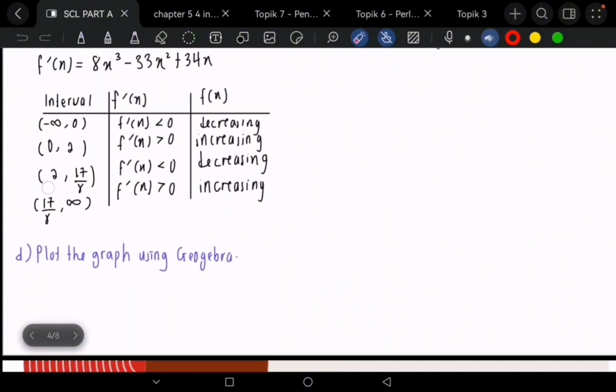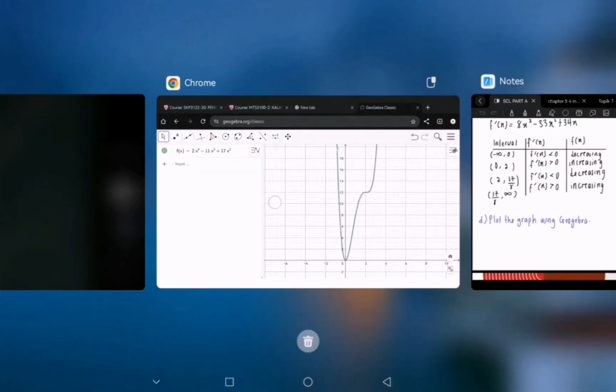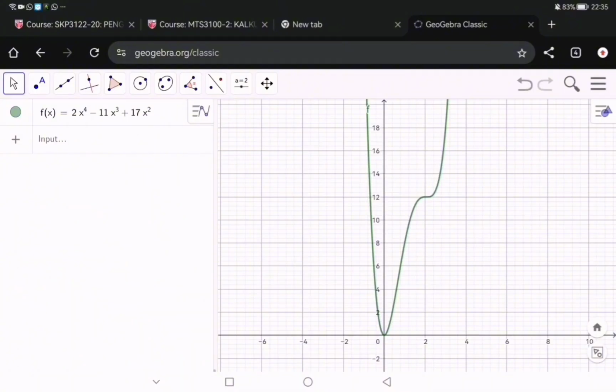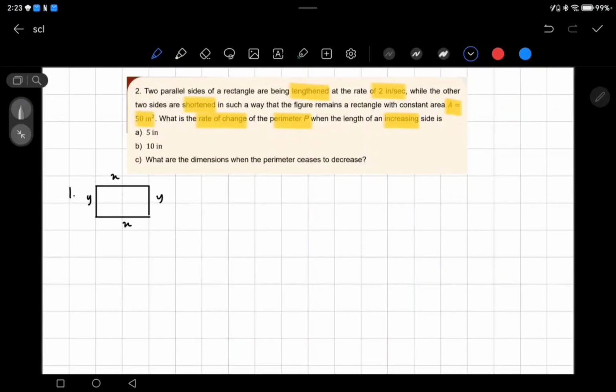And then part D, plot the graph using GeoGebra. Open GeoGebra and then insert the function 2x^4 minus 11x^3 plus 17x^2, and then get the graph. Now we move on to question number 2.